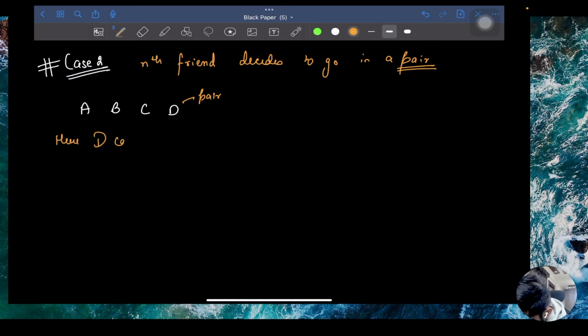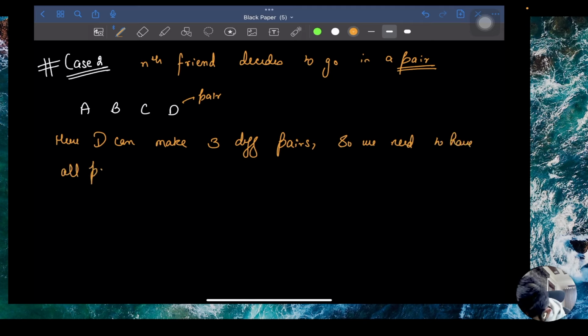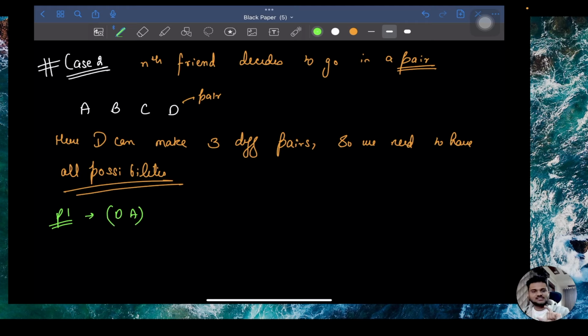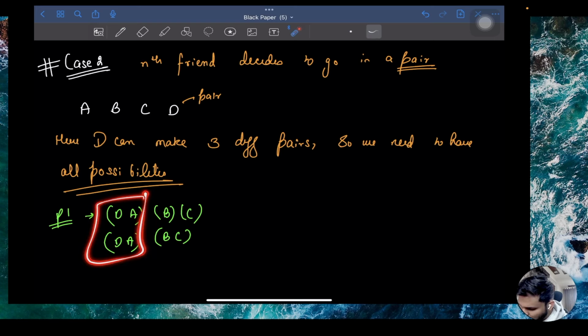Here D can make 3 different pairs. So we need to have all possibilities. Can I say that? Right. So if you consider all the possibilities, one possibility is that D makes a pair with A. If D makes a pair with A, you are left with BC. Now BC can also go in 2 ways. One way is go alone, one way is go together. Can I say that?